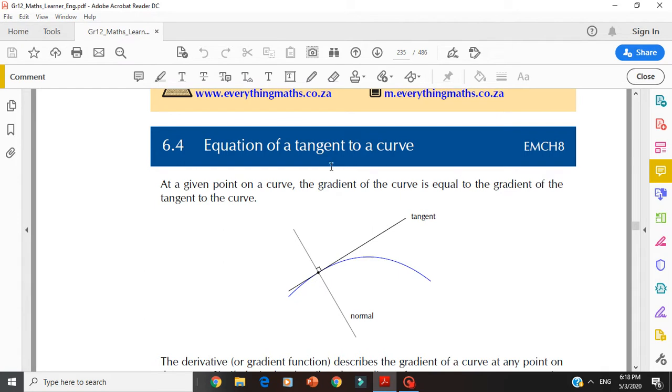Okay, so to start off this lesson, we're going to be looking at the equation of a tangent to a curve.